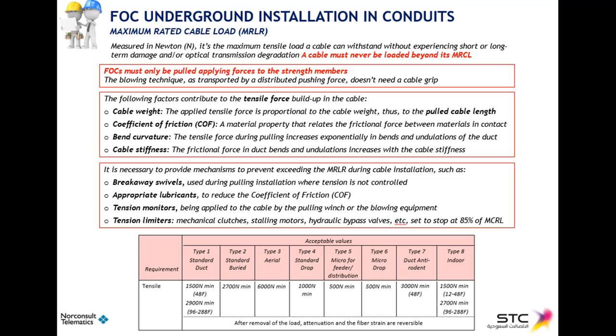In blowing installations, tension monitors help out as well. They are giving you information about what tensile force is applied to the cable at every moment, especially while using pulling winches or blowing equipment. This is very helpful. Tension limiters like mechanical clutches, stalling motors, hydraulic bypass valves, etc. are typically set to 80 to 85% of the maximal tensile load of the cable so that you never damage it.